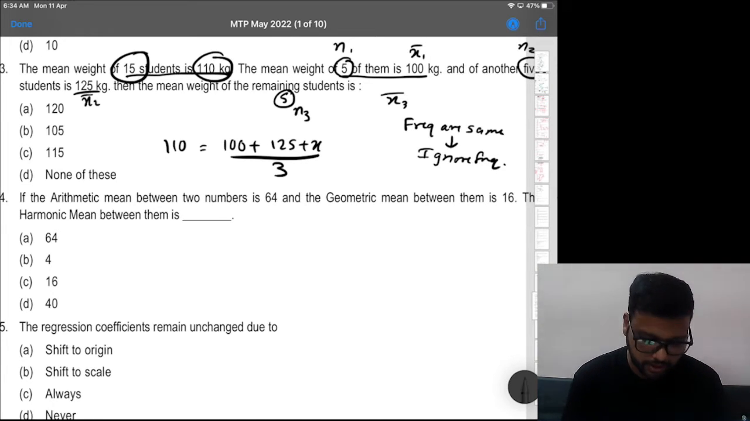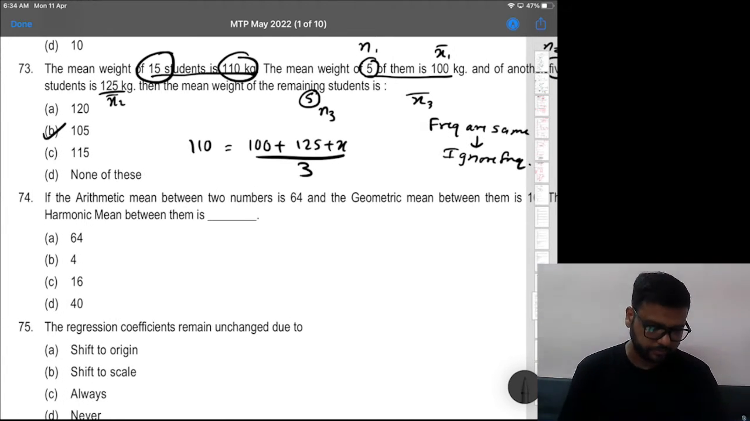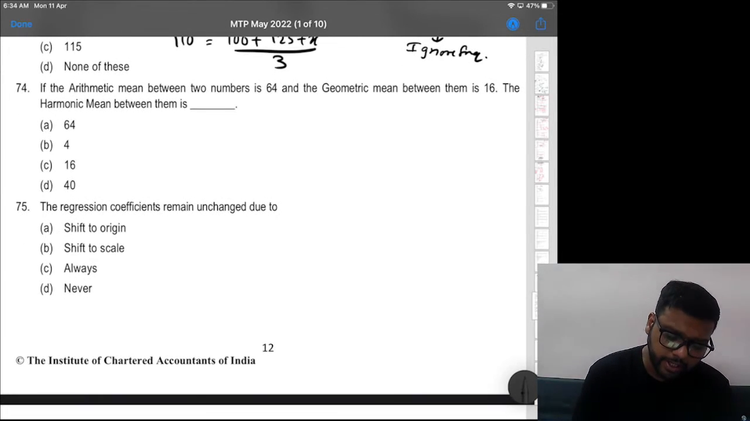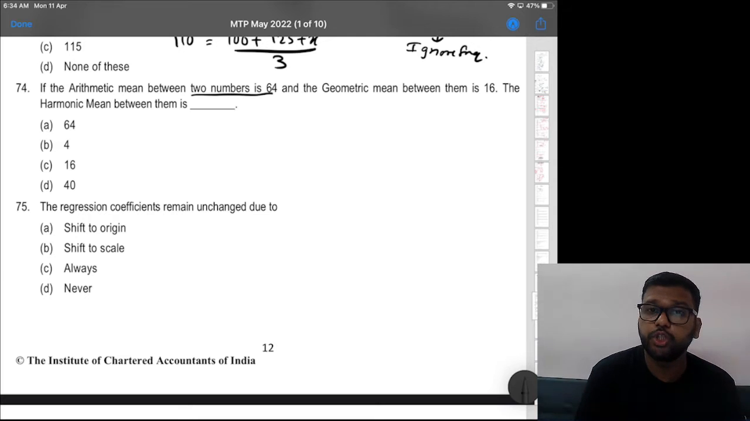So 105 is the correct option. Option B. Okay, I hope this is clear. Next, 74. If arithmetic mean between two numbers is 64, geometric mean between them is 16, what is harmonic mean?